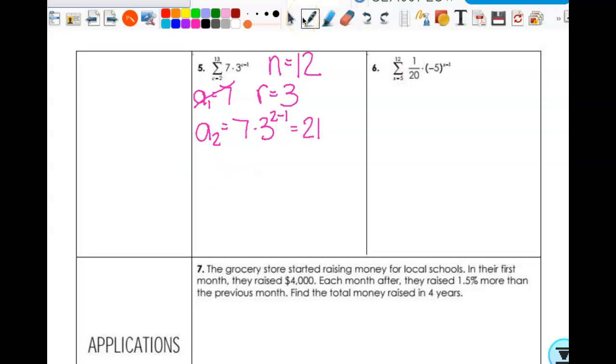On number 6, I just want you to do all of number 6. So basically, let's go ahead and I want you to find n. Do we care about a sub 1? No. So we need r, and then we need a sub 5 to move forward. So find those 3 things, then we'll make sure we all agree, and then we'll move forward.